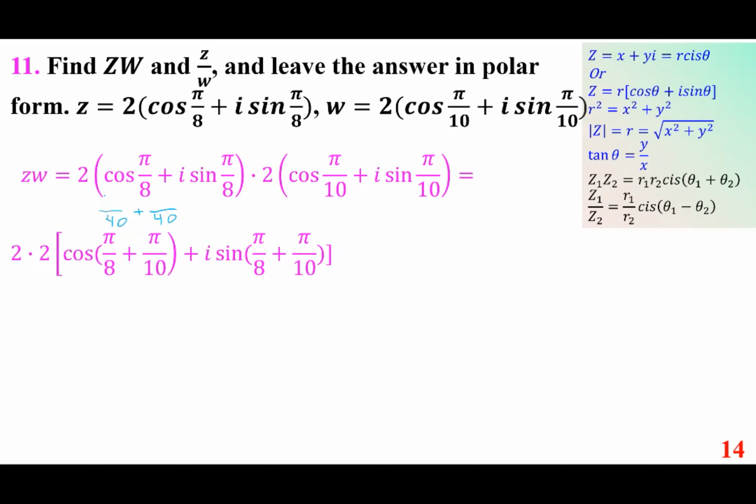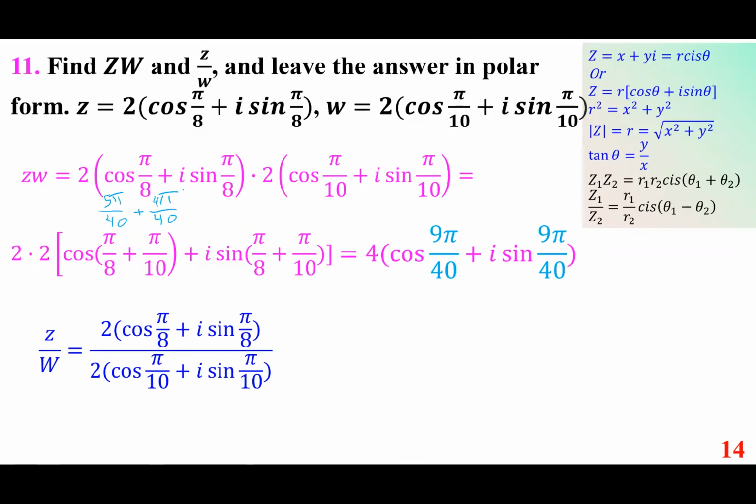Divided by 8, 5. So 5 pi. 4 divided by 10, 4. 4 pi. They add up to 9 pi over 40, my apologies. We're going to divide them, Z over W. And so we divide the two numbers.